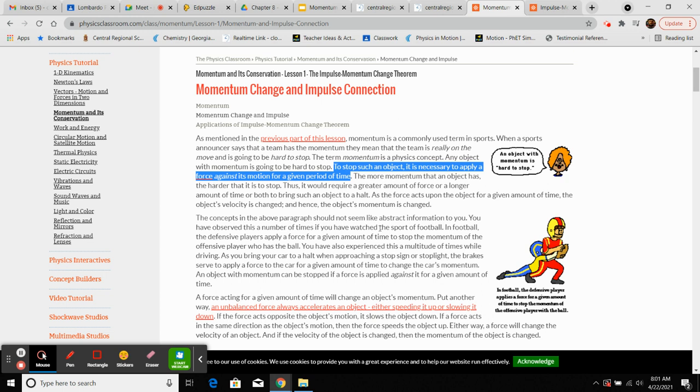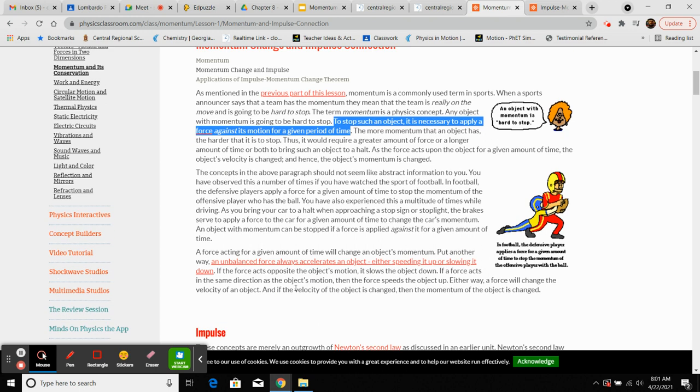Okay, so it may seem like some abstract information. You've probably seen this a number of times in football or a couple other different sports. But a force acting for a given amount of time will change an object's momentum. Put it another way, an unbalanced force is always going to accelerate an object, either speeding it up or slowing it down.